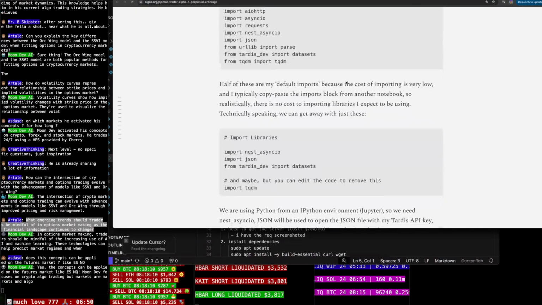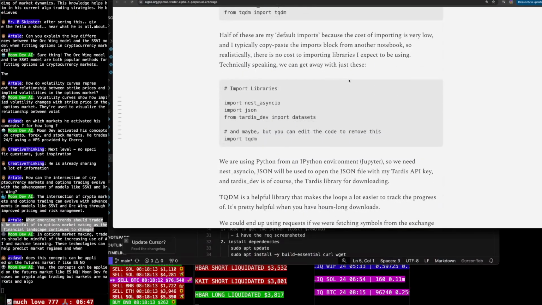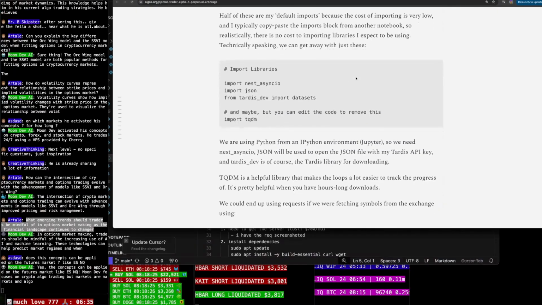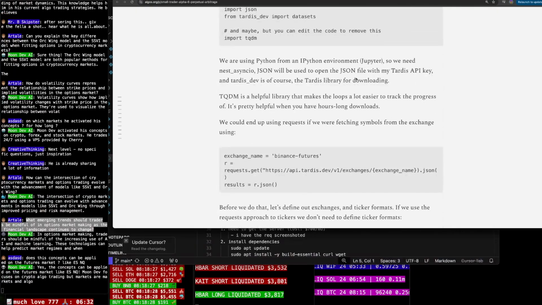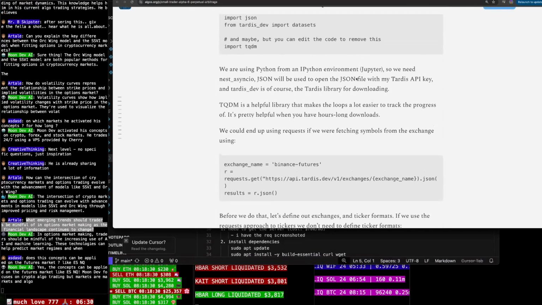Okay, so he's doing some coding here. Half of these are default imports because the cost of importing is very low. And I typically copy paste the imports block from another notebook. So realistically, there is no cost to importing libraries I expect to be using. Technically speaking, we can get away with just these. We're using Python, IPython environment.